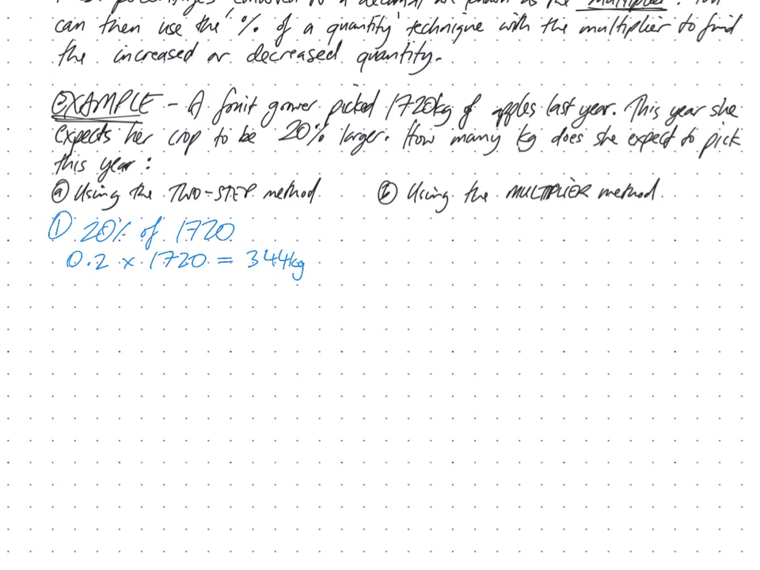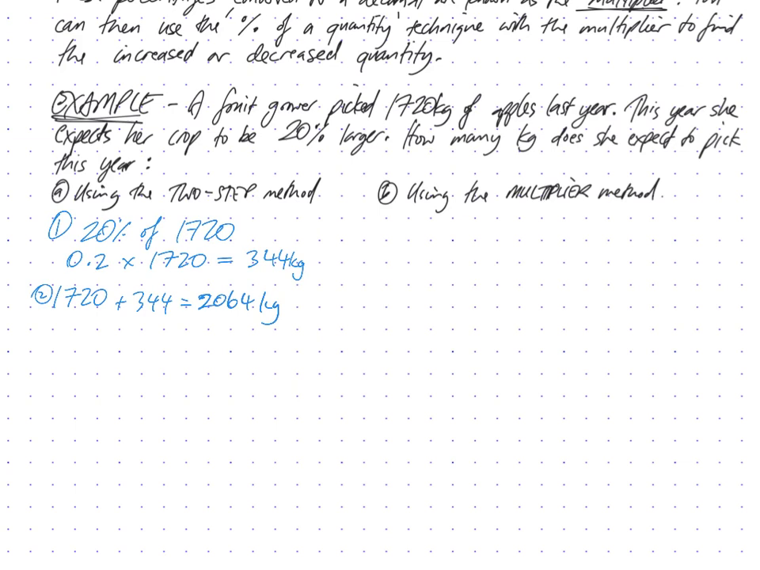Now I need to add that on because it's going to grow larger than 1720 to work out how many kilograms she expects this year. So 1720, so that's step 2, 1720 plus 344 gives you 2064 kilograms.